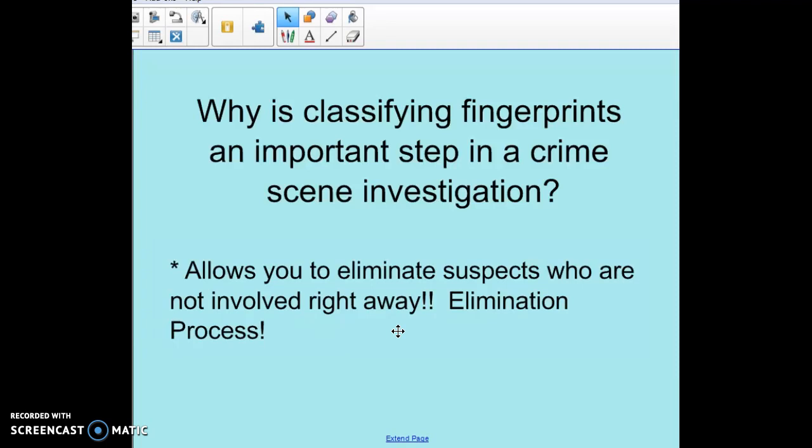So it allows you to narrow down quickly the type of fingerprint that you're looking for, whether it's a loop, whether it's a whorl, whether it's an arch. Okay, even when you're looking at a person's 10 print card, if they only have 2 whorls and the print I found at my crime scene was whorls, I can just look at those 2 whorls and I don't have to look any further.